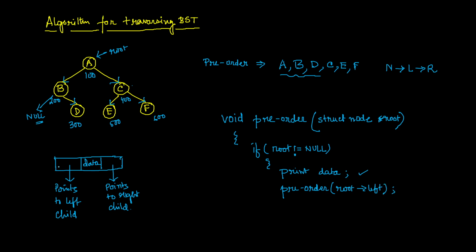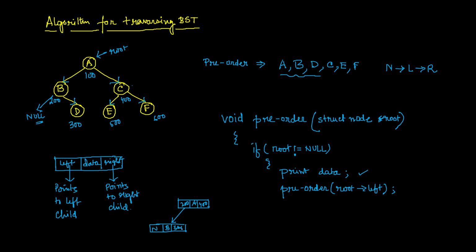Suppose the name of this pointer is left and the name of this pointer is right. Then root left means, let's write this situation: this is your node A, and it contains address 200 and address 400. Since it contains 200, it will point to B, whose left is null and right is 300.